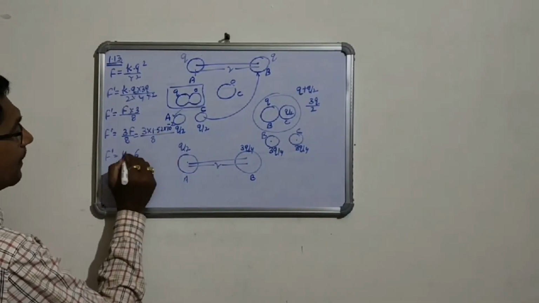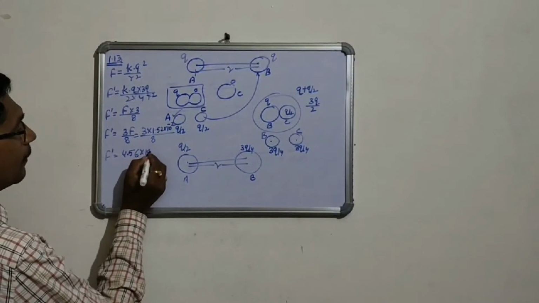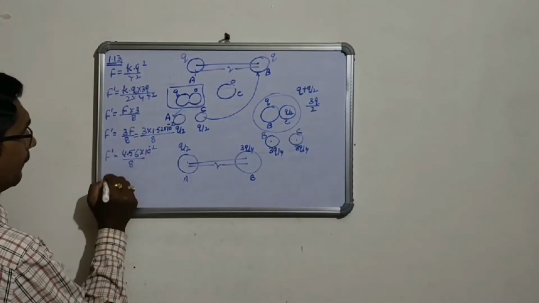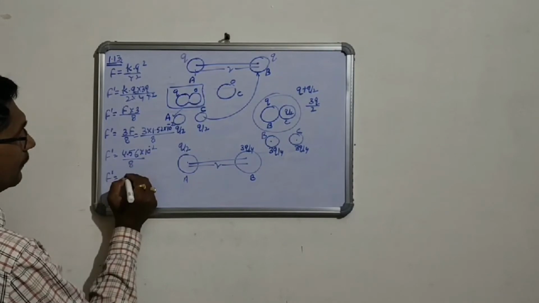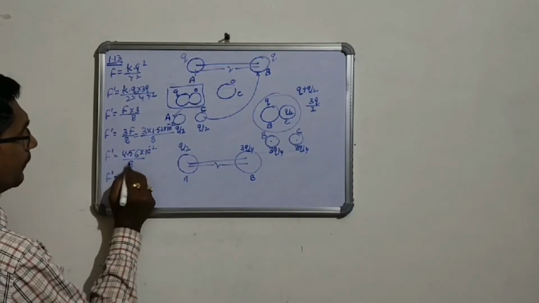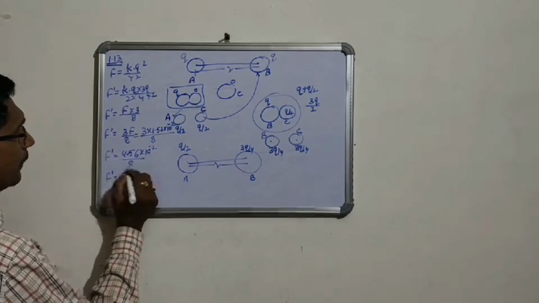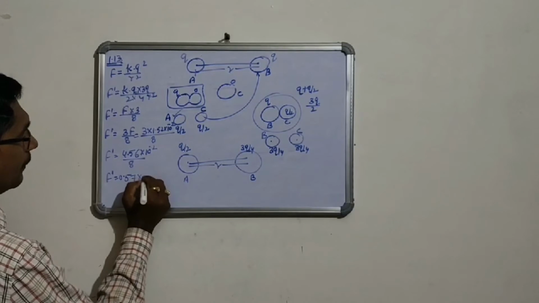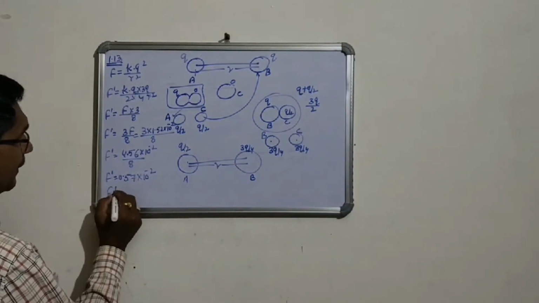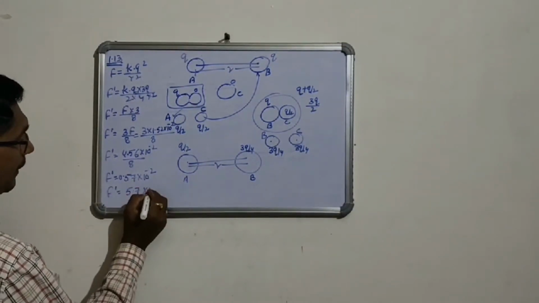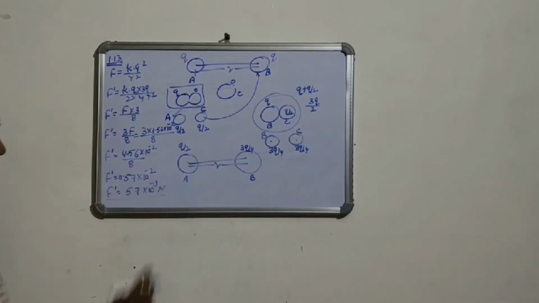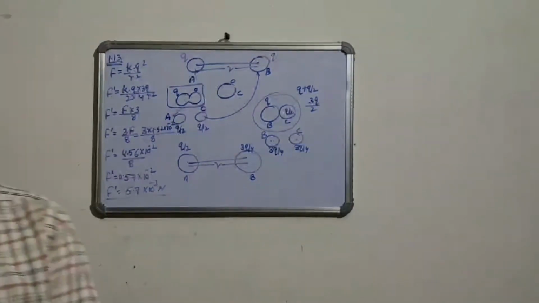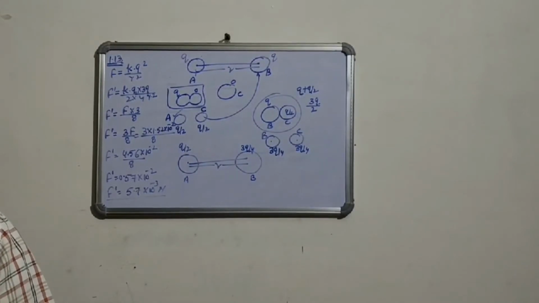After solving, we get 5.7. So F dash equals 5.7 into 10 to the power minus 3 Newton. I think this is the answer. Okay, right?